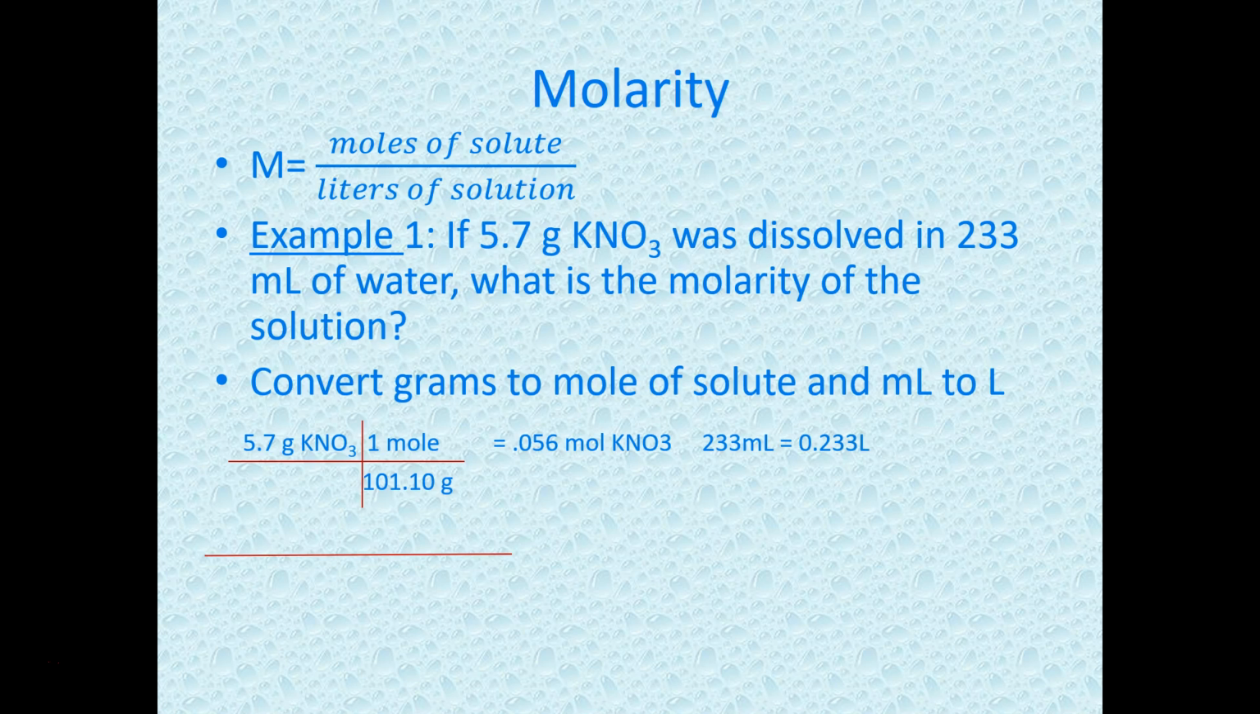Once we've done those two conversions, we are ready to solve. So we have 0.056 moles of potassium nitrate, which we solved for above, divided by 0.233 liters of solution, and that works out to 2 sig figs at 0.24 molarity potassium nitrate. Pretty simple, right? Just dividing one number by another, you definitely got this.